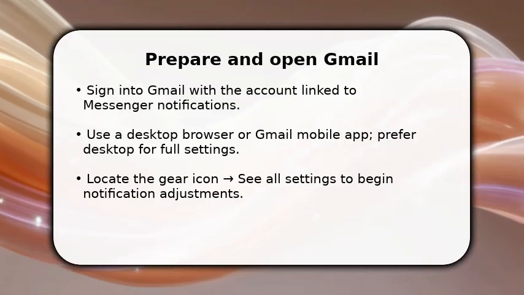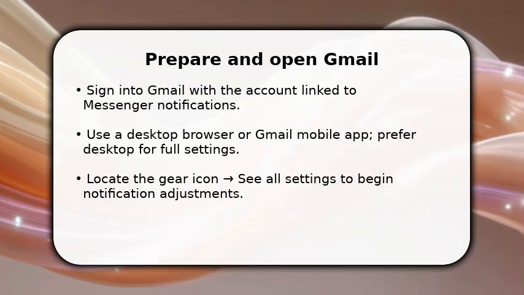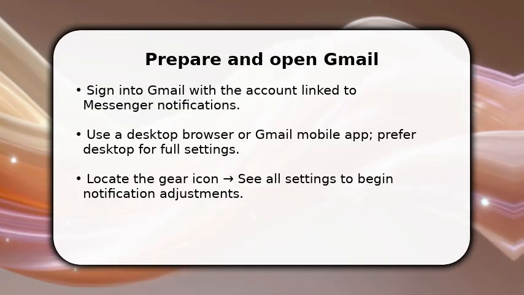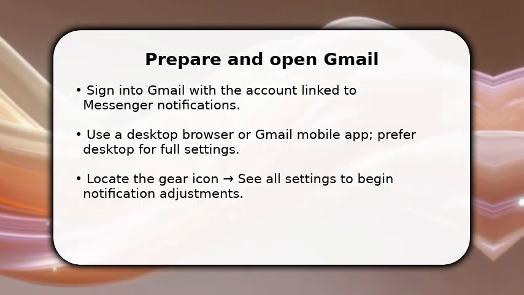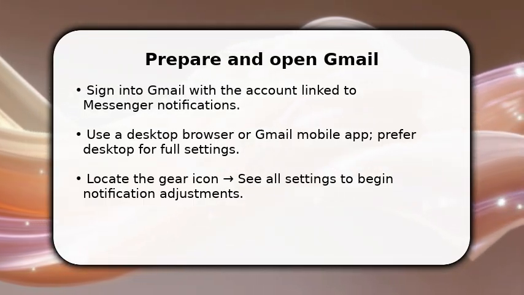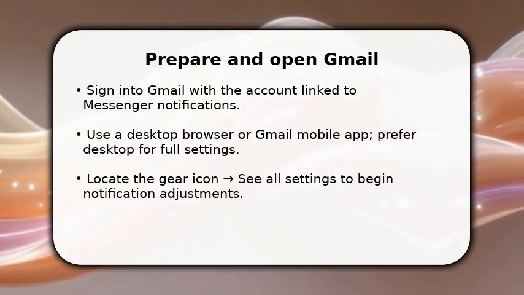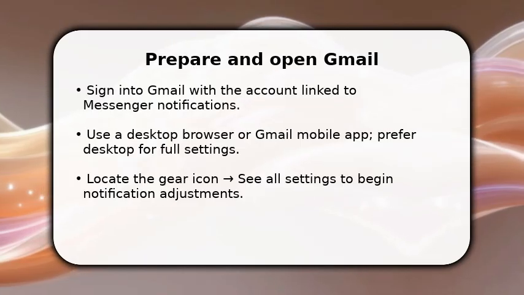You're signed in, so start by opening Gmail settings now. Click the gear icon and choose See All Settings. This exposes notification controls and filters that affect Messenger mail. Once done, make sure you're on the General tab to view desktop notifications and mail handling options.